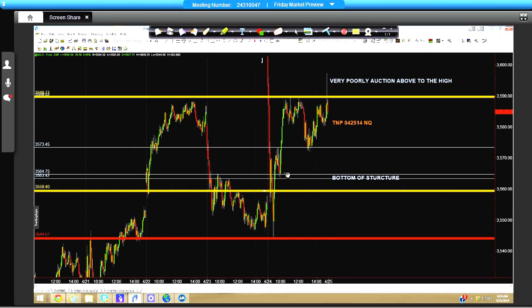Okay, so down here, when I look, on the way back up, there was structure right here, okay? We have Globex low right here.